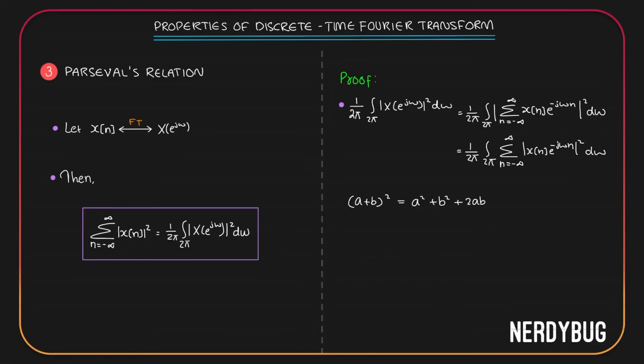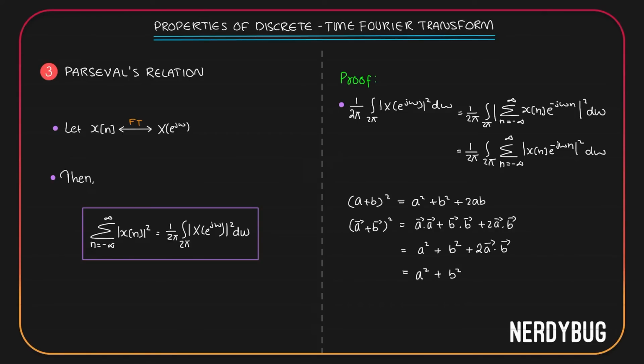Let us consider two vectors a and b. So a vector plus b vector whole square will be A dot A plus B dot B plus 2A dot B. A dot A will be the square of magnitude of A vector. B dot B will be the square of magnitude of B vector. We have a third term, 2A dot B. Assume A and B are orthogonal vectors. That means their dot product will be 0. In that particular case, A plus B whole square will be equal to A square plus B square.